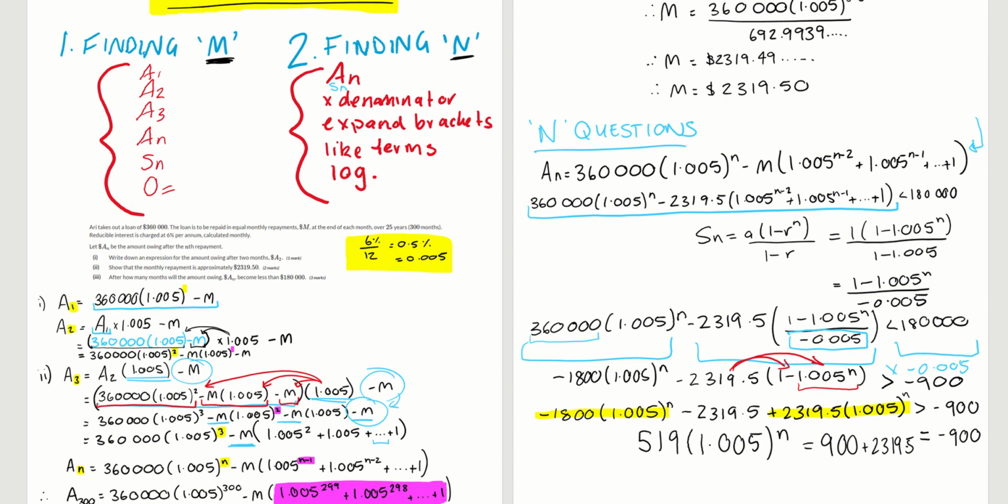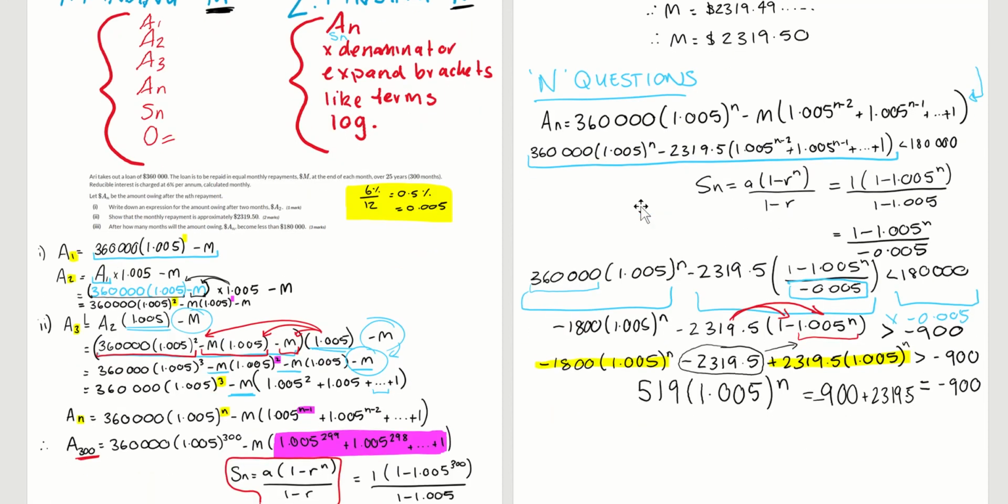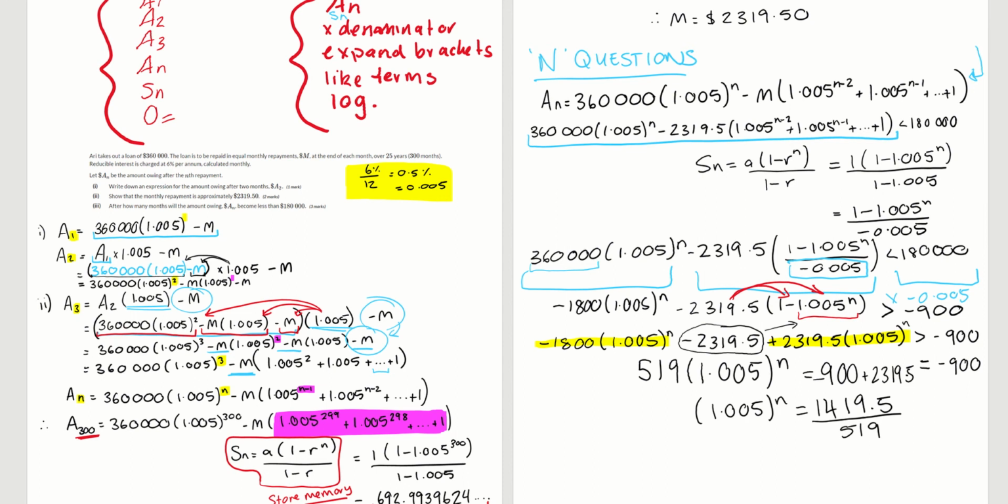The next thing I'm also going to do is take this negative 2,319.5 over to the other side, just because it's a value, and I'm going to add it to my negative 900. Okay, from here, I'm just going to simplify this down. When I simplify, it becomes 1419.5, and since the 519 here was multiplying, I take it over and divide. Okay, so I'm cleaning it up.